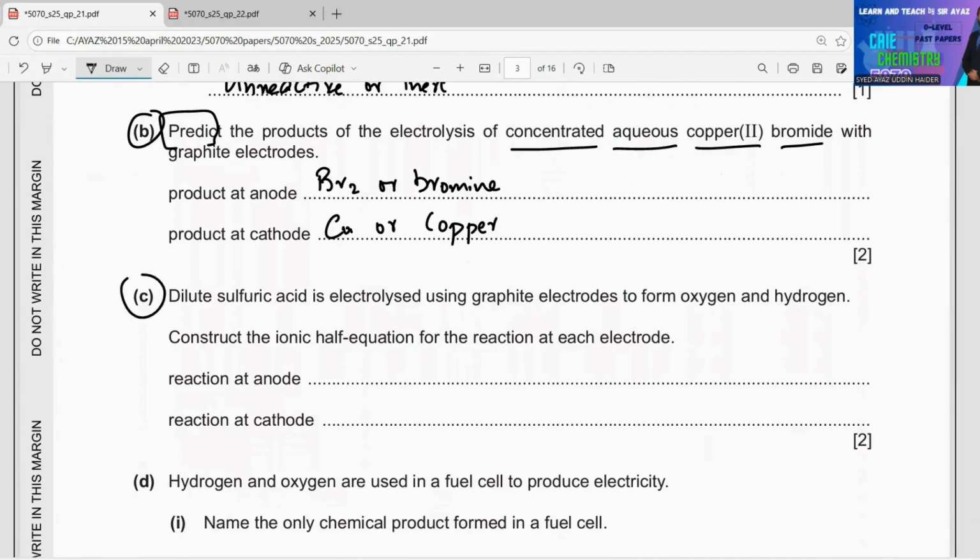Part C. Dilute sulfuric acid is electrolyzed using graphite electrodes to form oxygen and hydrogen. Construct the ionic half equation for the reaction at each electrode. So during the electrolysis, we know that these products are produced. Oxygen is produced at the anode and hydrogen is produced at the cathode.